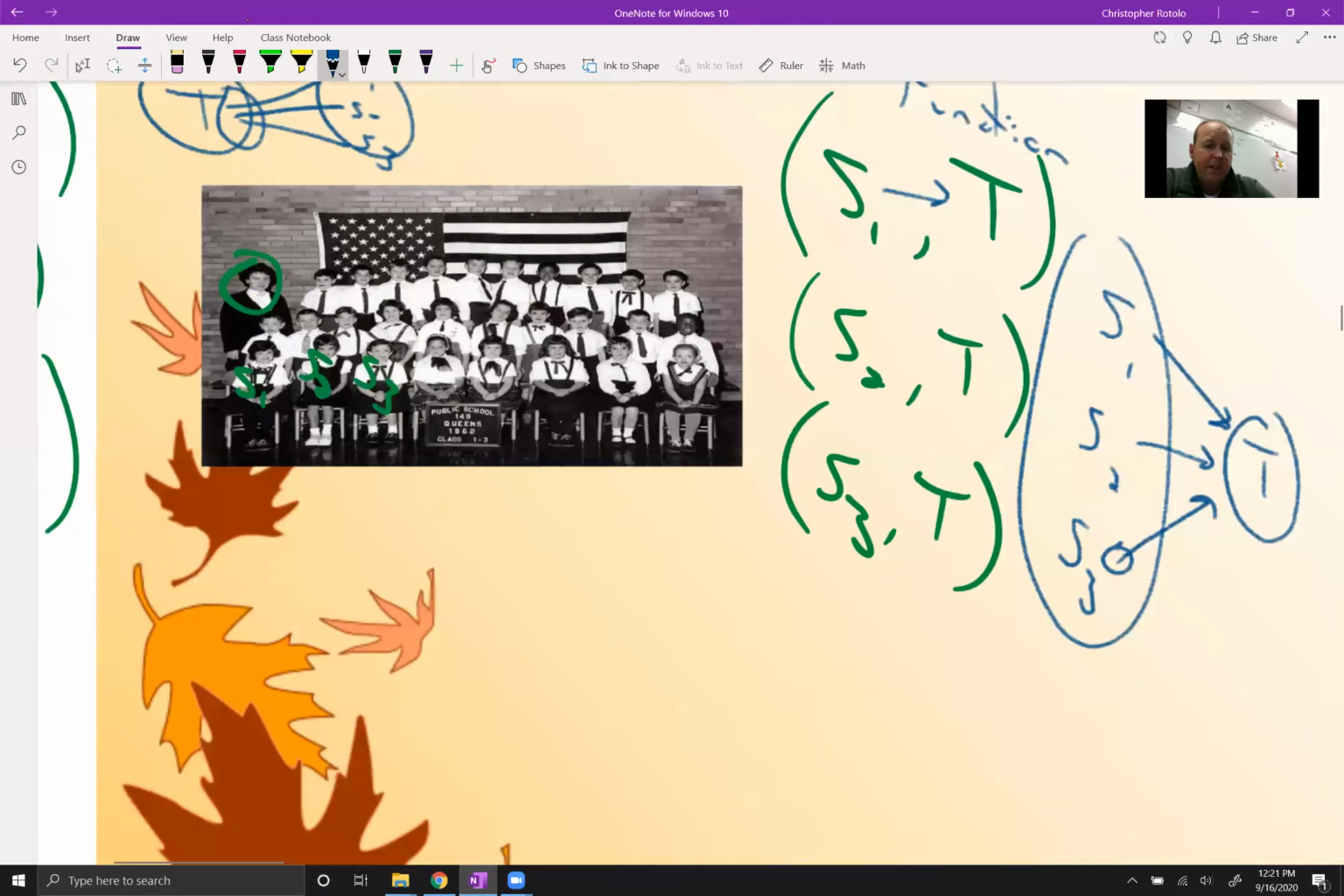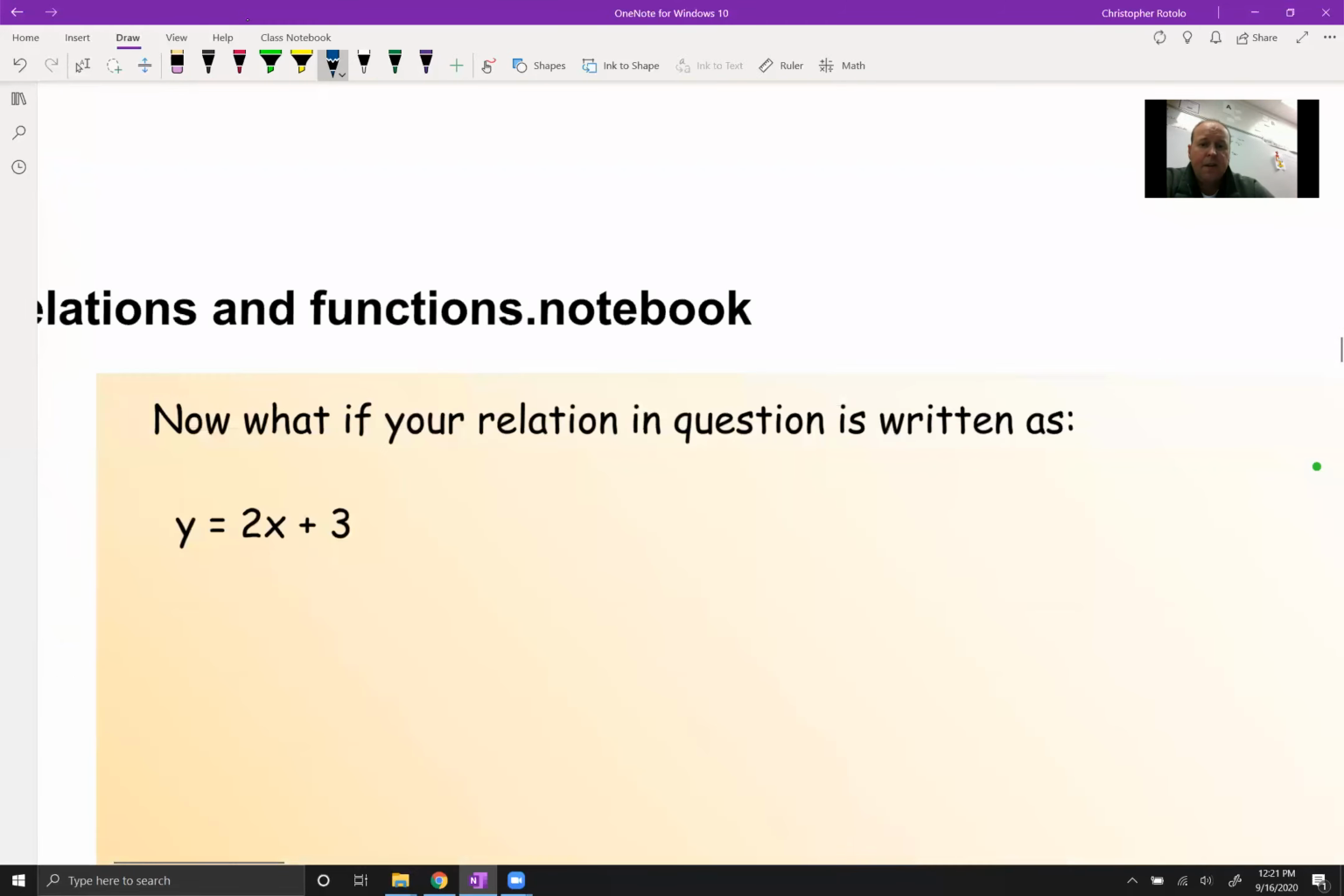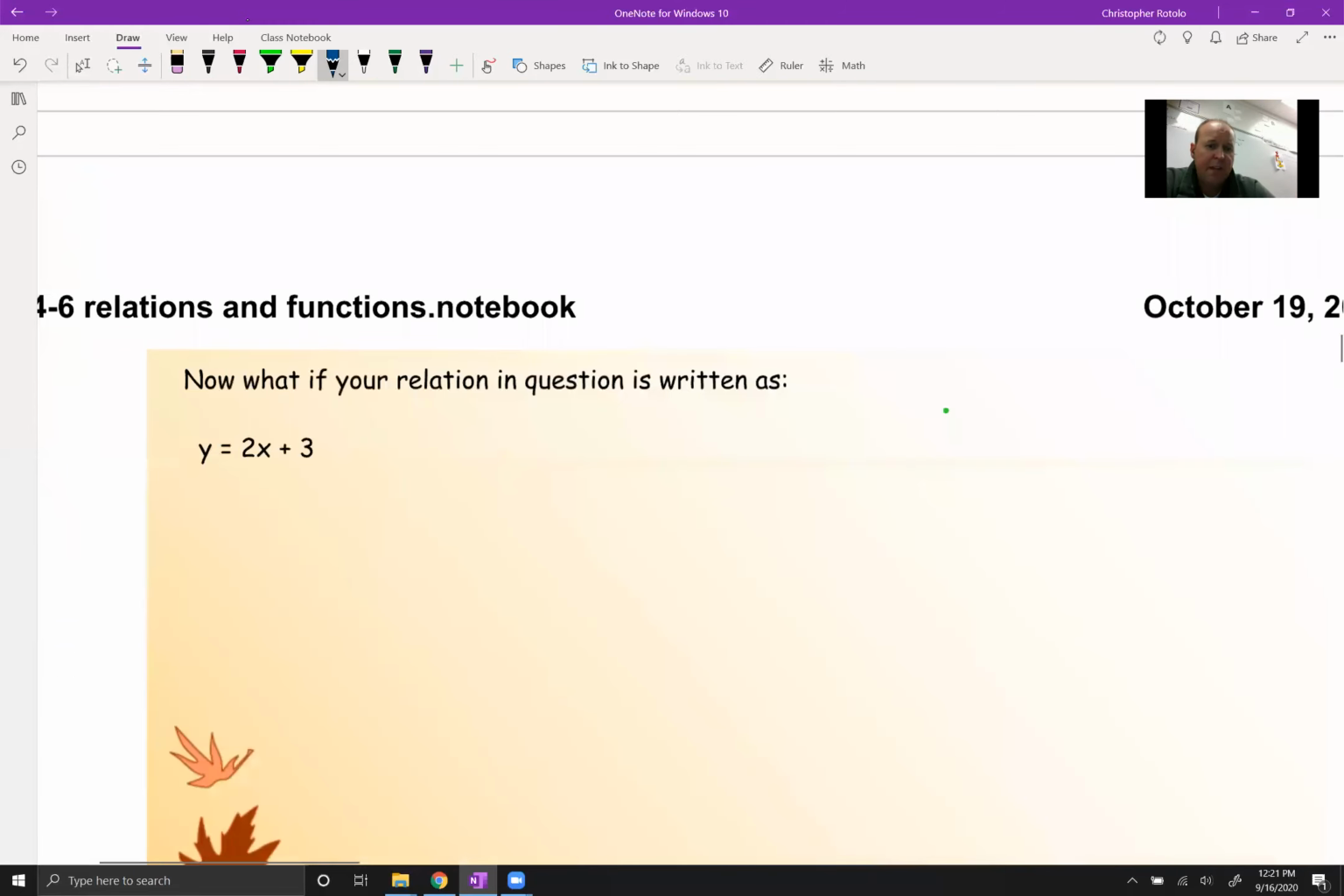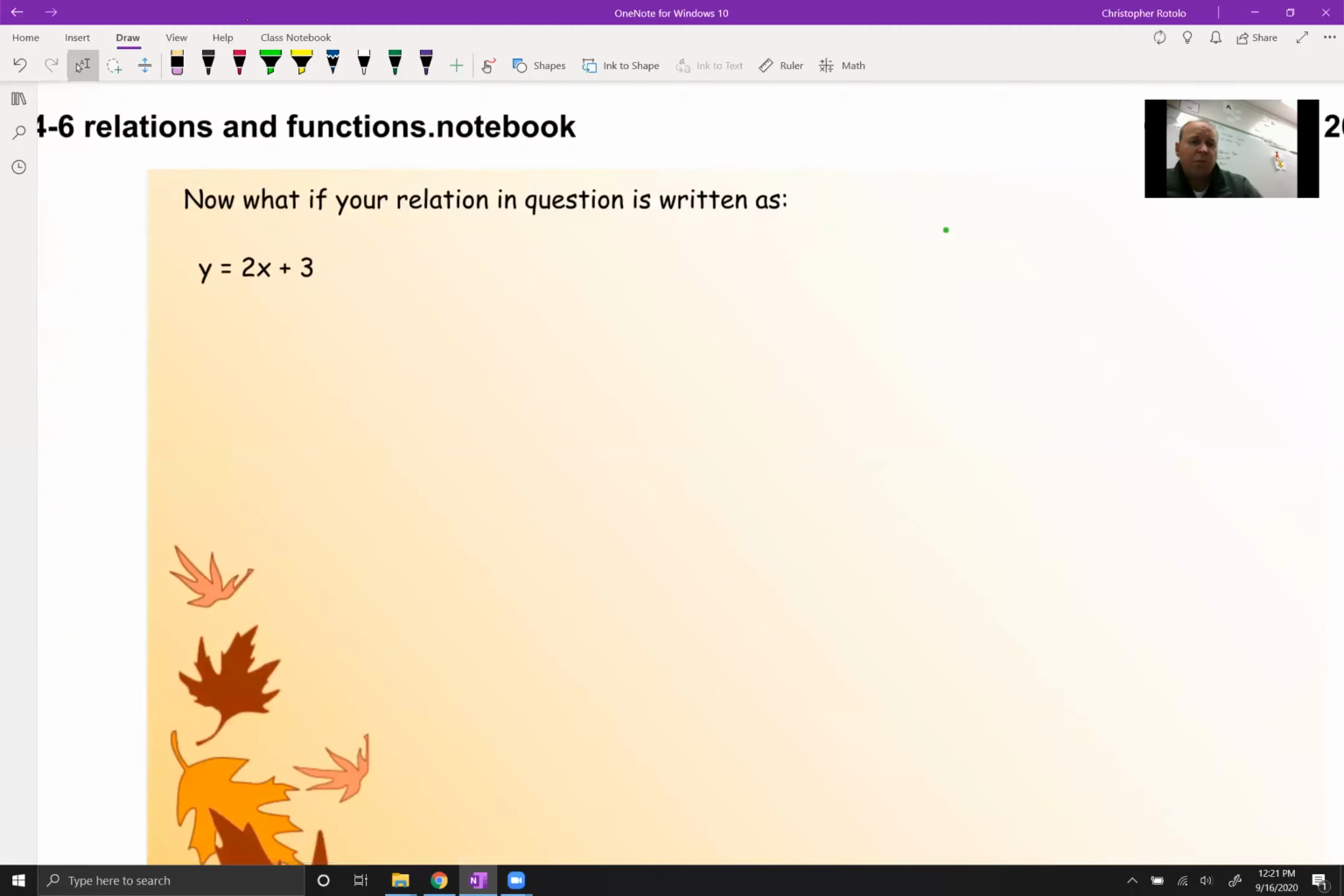All right, so hopefully that clears some of that up. Okay. Now that we have some of that idea from ordered pairs, now we're going to give you some equations, right? So this is a linear equation. Hopefully you remember this from Algebra 1. We're talking about y equals mx plus b.